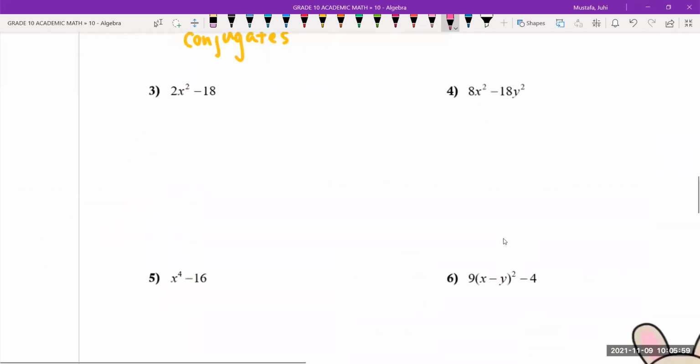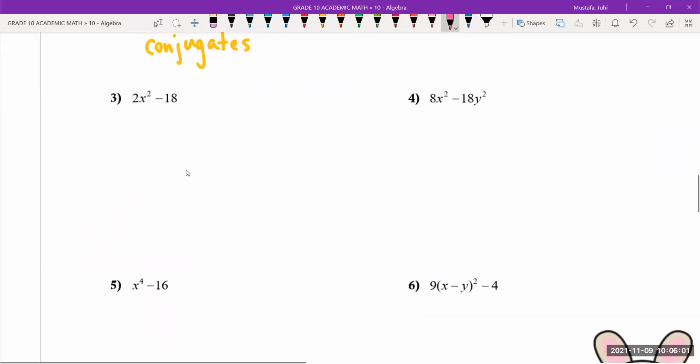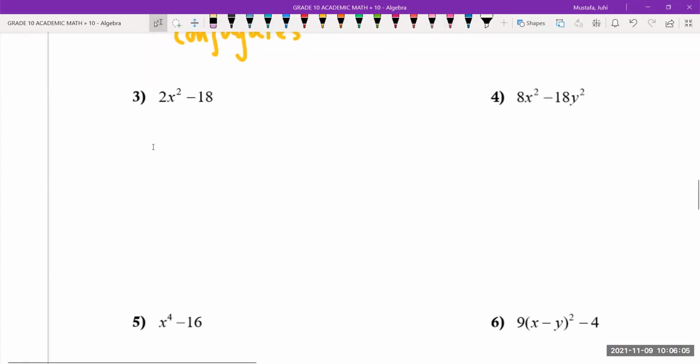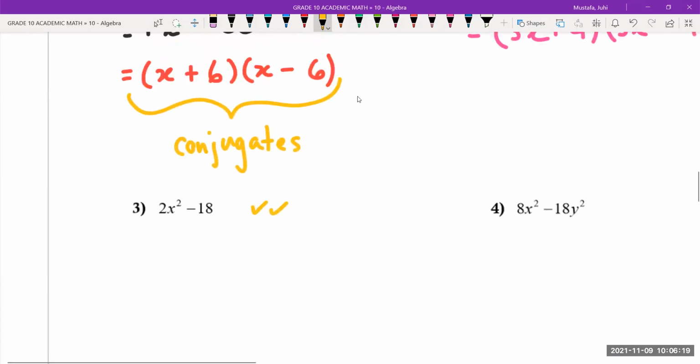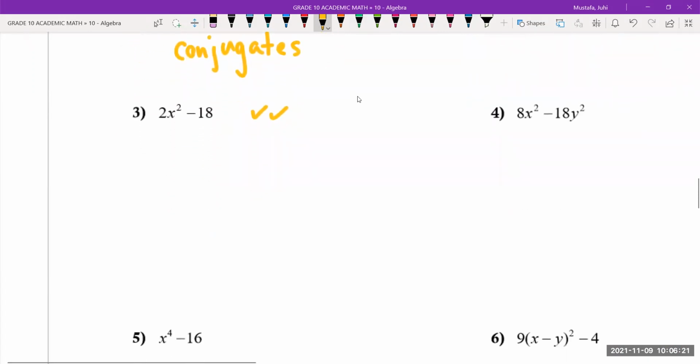All right, let's try question 3. Yeah, and this is the last thing we're learning for factoring. You guys, we run into a little bit of a problem. So let's go over our 3 conditions. Do we have 2 terms? Is there a minus sign? Okay, but are 2 and 18 perfect squares? So look at this question and tell me what we're going to be doing. There is something we can do.